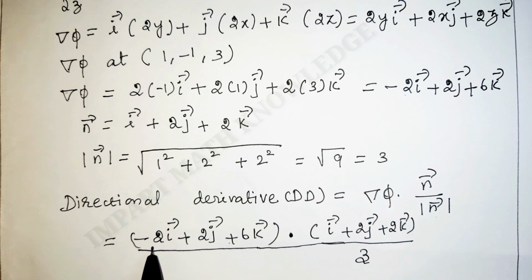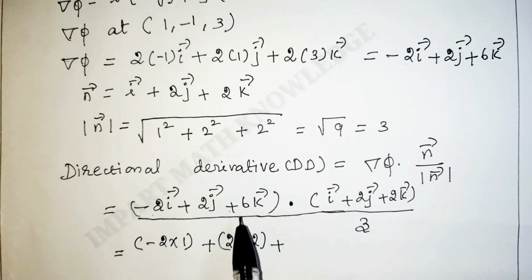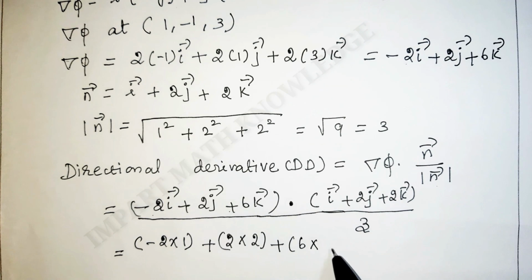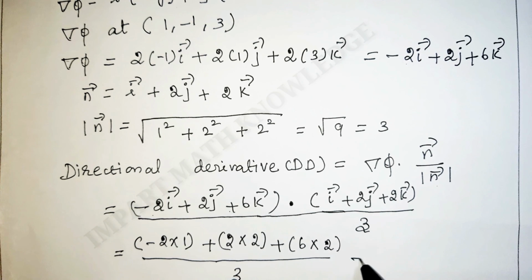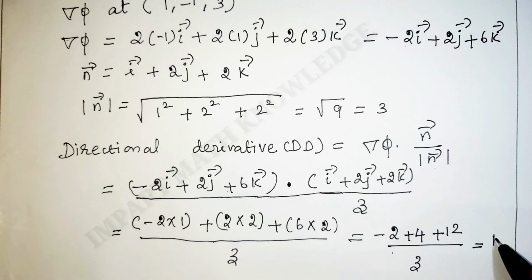Now I multiply the first term with the first term: minus 2 into, here the coefficient of i is 1, plus here the coefficient of j is 2 and here the coefficient of j is 2, plus the coefficient of k is 6 and here the coefficient of k is 2, 6 into 2. Whole thing divided by 3. So the value is minus 2 plus 4 plus 12 divided by 3. So the directional derivative is 14 by 3.